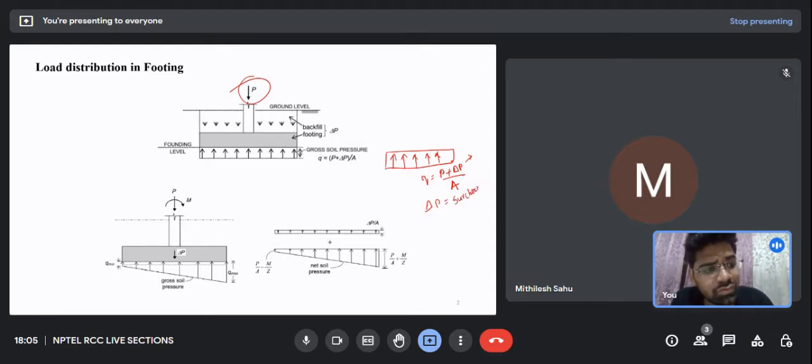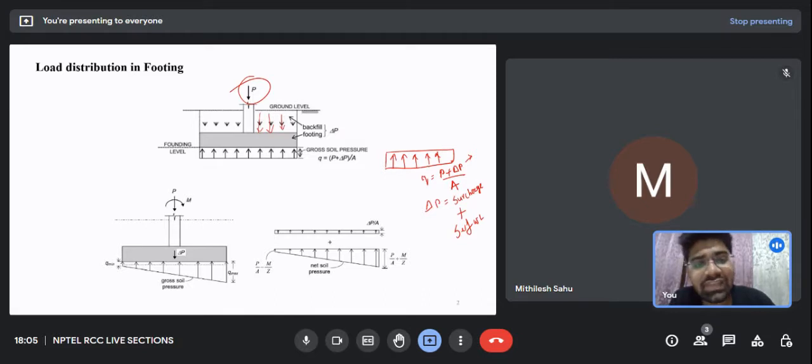What is surcharge load? You must have studied it in the geotechnical subjects. Surcharge load is nothing but the load due to the soil. This is the soil, as you can see here, so there is some load because of soil on the footing. So this delta P is an additional load due to the surcharge, as well as due to the self weight of the footing itself.